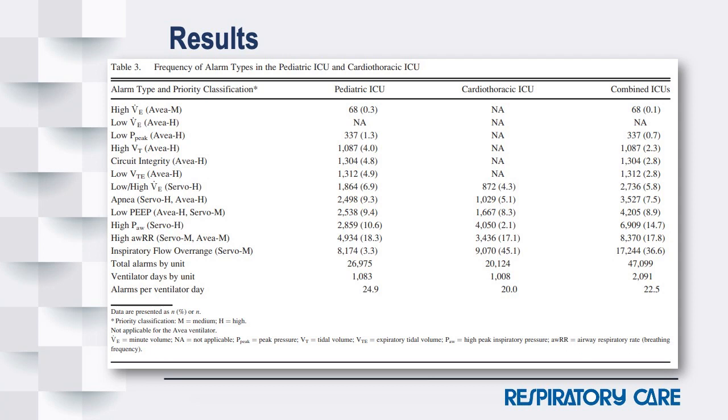The other thing that you can note on this slide is that in the pediatric ICU, there's a pretty even mix. In the cardiothoracic ICU, there are some that are not even really applicable. And very near the bottom of the column, the inspiratory flow overrange is nearly half of the cardiothoracic ICU alarms. So that's a huge contributor in that one particular unit.